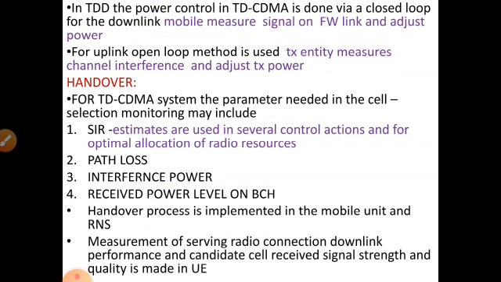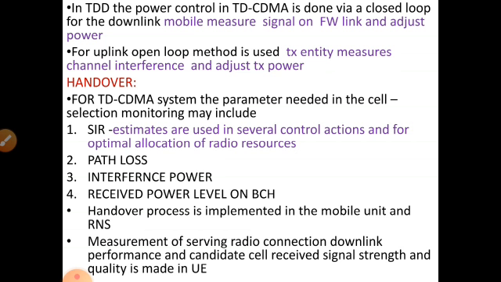In TDD, the power control in TD-CDMA is done through closed loop for the downlink and open loop for the uplink. What is the meaning of closed loop? Already you have seen the power control in CDMA network. Power control can basically be classified into two types: outer loop and inner loop. The inner loop can be subdivided into closed loop and open loop.